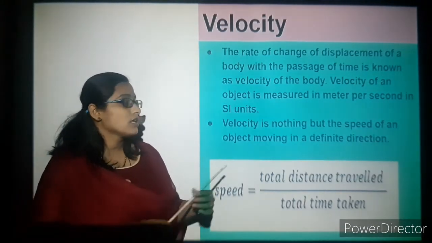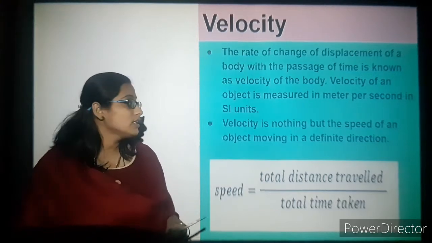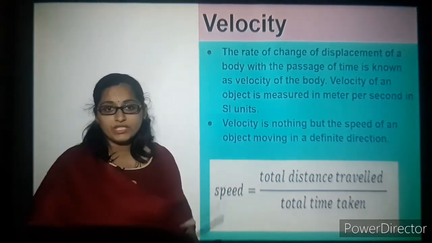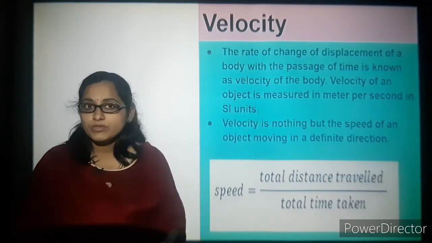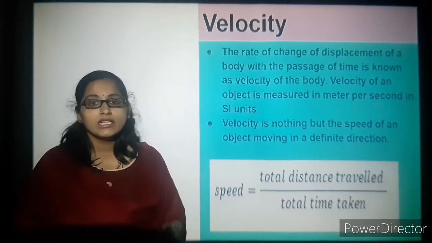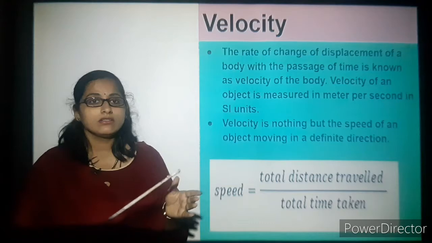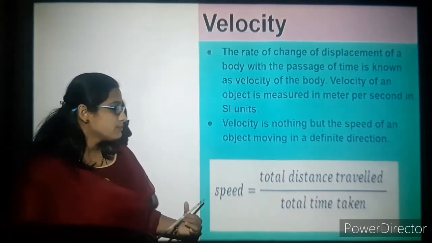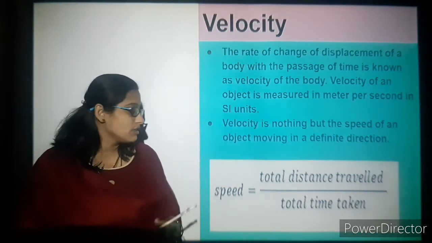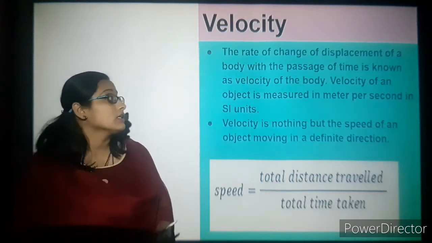So what is velocity then? It is the speed of an object moving in a definite direction. So you know the direction of the particular object that is moving. And what is speed? Total distance travelled divided by total time taken.